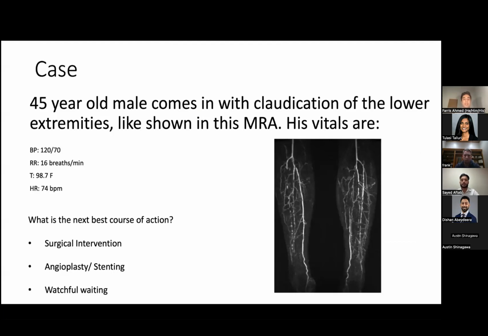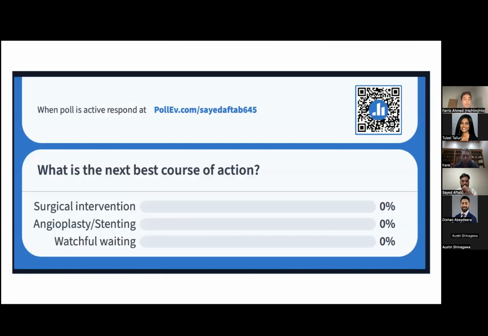And then this is just a case to really keep the audience engaged. This patient comes in with claudication of the lower extremities, as shown in this MRA. Vitals are there. And then what is the best course of action? Surgical intervention, angioplasty stenting, and watchful waiting.